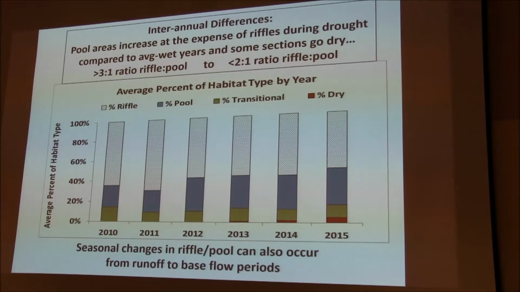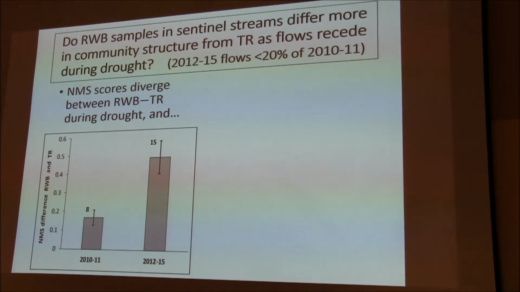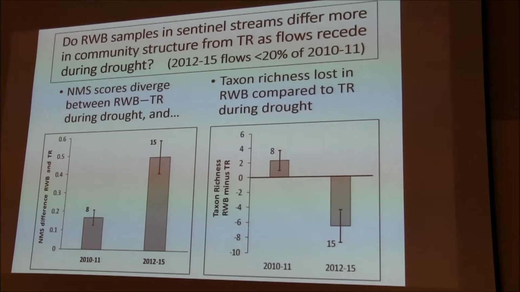There we go. But we also see that there's taxon richness lost in the reachwide benthos samples compared to the target riffle during the drought period. So in 2010 and 11, you see that there's actually a slightly greater number of species present in the reachwide benthos samples than in the target riffle samples.